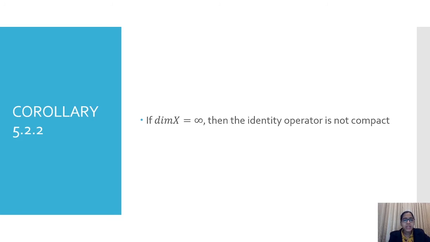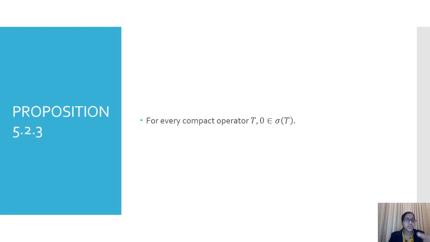Now we shall be discussing just one more proposition, which also has a simple one-line proof that uses the previous corollary. So this is linked. First we proved the lemma, then we proved a corollary with the help of the lemma. Now we are going to prove a proposition with the help of the previous corollary. So proposition 5.2.3 is: for every compact operator T, 0 is an element of sigma of T. That is, 0 is a part of the spectrum of that operator. If the operator is compact, then definitely 0 will be a spectrum point. So how can we do that?